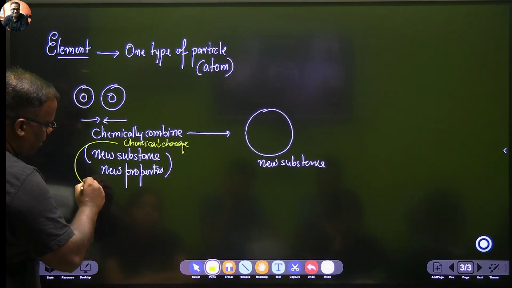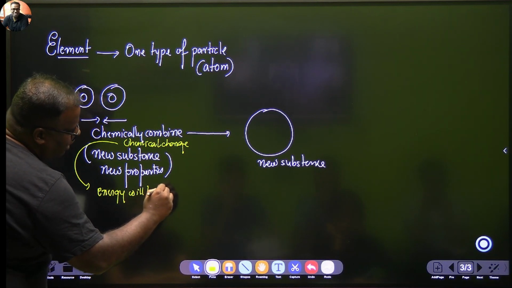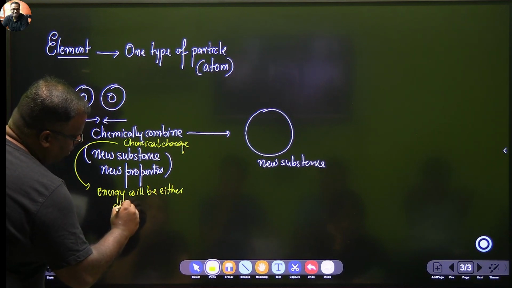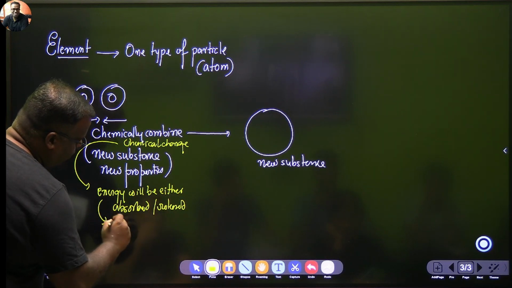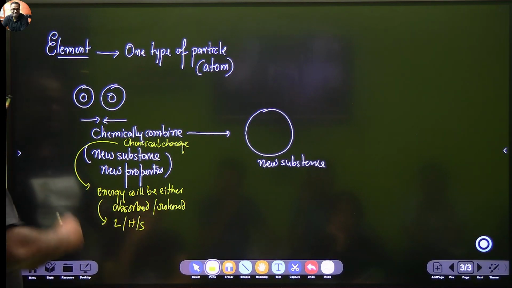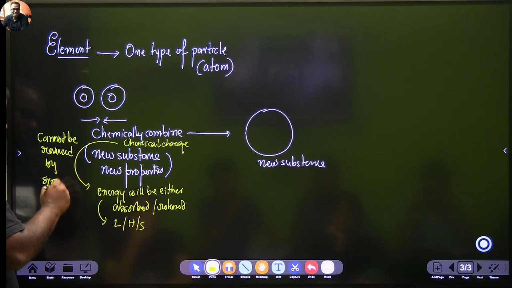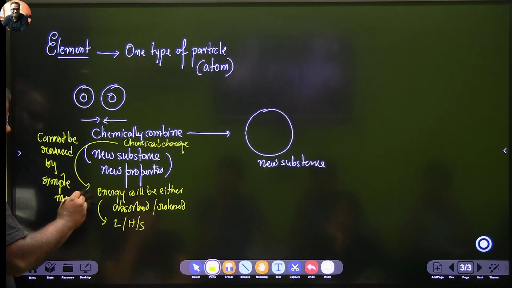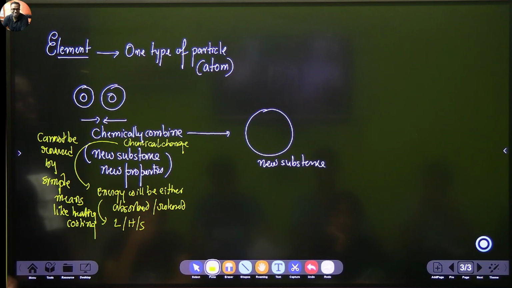Chemical change में क्या क्या होता है बेटा? There will always be energy either absorbed or released. ये होना ही पड़ेगा. And this energy will be released in the form of light, heat or sound. And it cannot be reversed. ऐसा नहीं कि रिवर्स नहीं होता है, होता है. Cannot be reversed by simple means like heating or cooling. समझ में आया? जैसे आप आइस को हीट कूल करके रिवर्स कर देते, then it is called a chemical change.